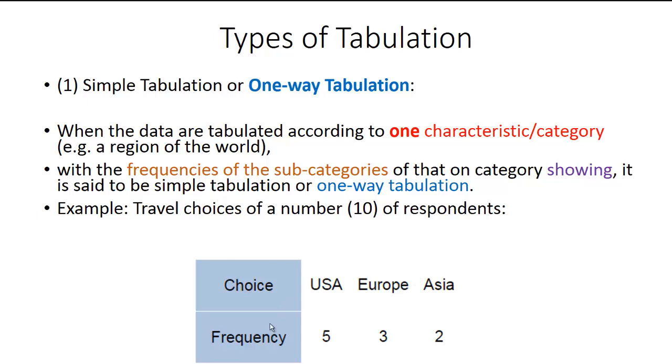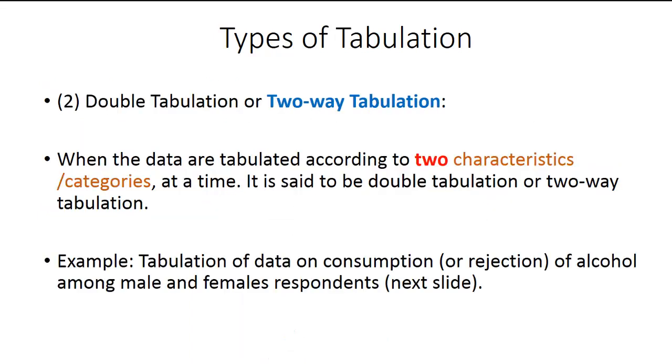So the frequency here is related to one large category. Okay. We can call these locations subcategories, although they're just locations. This was one choice, basically call it destination. Therefore, this is a one-way tabulation. What we have done was a little more complex. There was a two-way tabulation, and the data was tabulated according to 2 characteristics, which were at play at the same time. Okay, so this was consumption or rejection of alcohol.